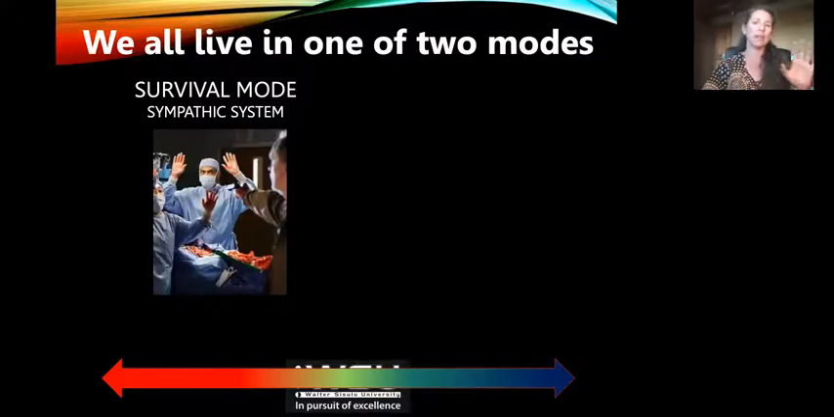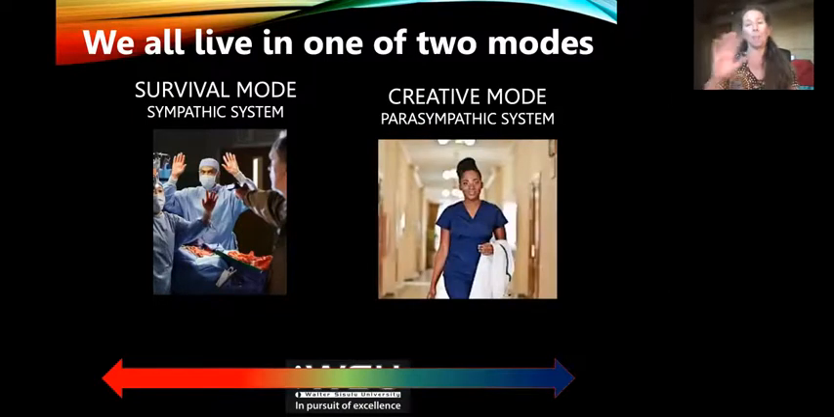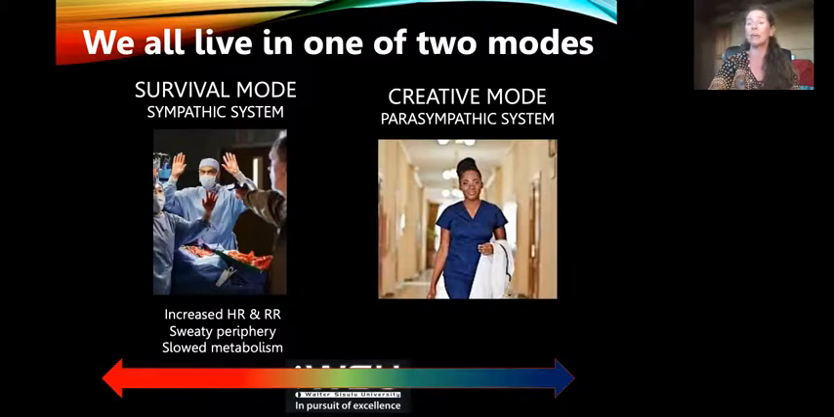Either our sympathetic system is in full kick, which I'm going to call survival mode, or we have our parasympathetic system predominant, which I'm going to call creative mode. And when our patients have panic attacks or anxiety, we're very good at explaining to them about these 2 modes, don't we? We explain that when they feel threatened, they make lots of adrenaline, their body goes into a sympathetic state, and then you all know we get increased heart rate and respiratory rate, a sweaty periphery, and a slowed down metabolism.